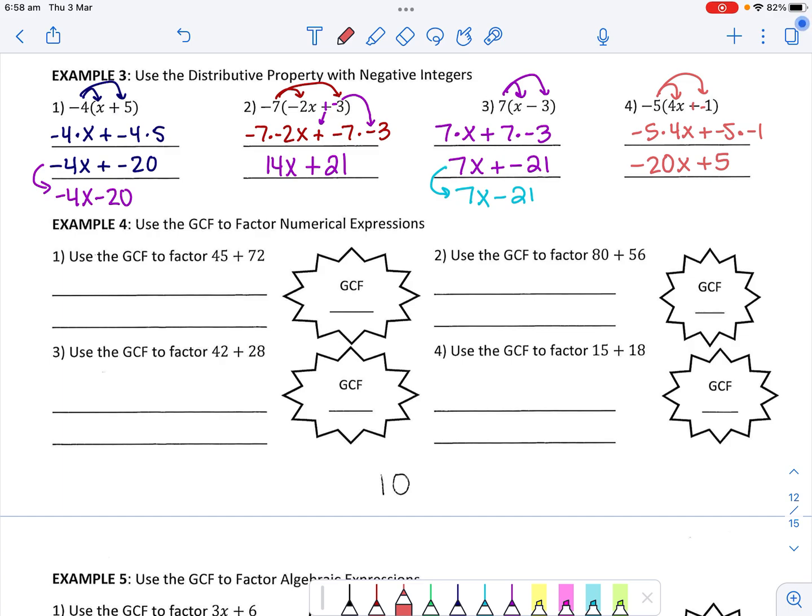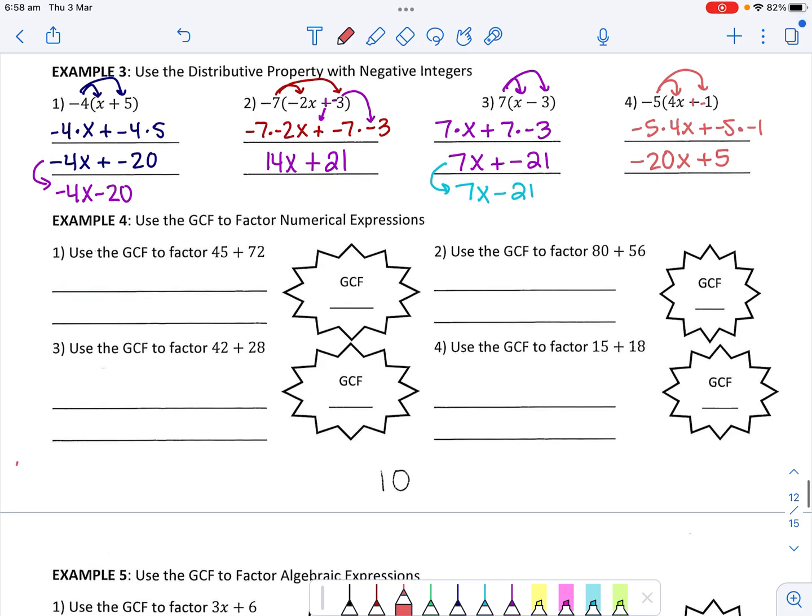Between 45 and 72, so 45, 1 times 45, 3 times 15, it's going to be 9, I believe. 9 times 5, 9 times 8. So my greatest common factor is 9. And the first thing I'm going to do after I find my greatest common factor is write my two numbers as multiplication with that greatest common factor. So I'm going to write this as 9 times 5 plus 9 times 8.